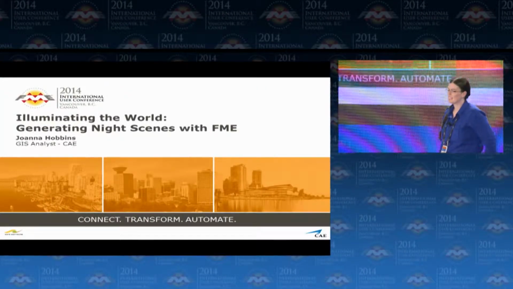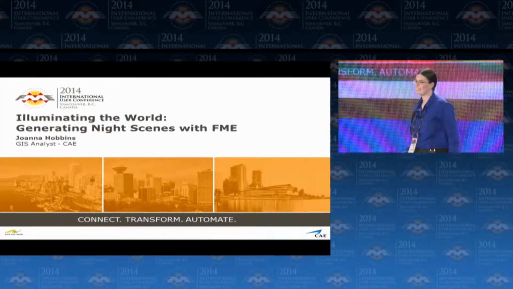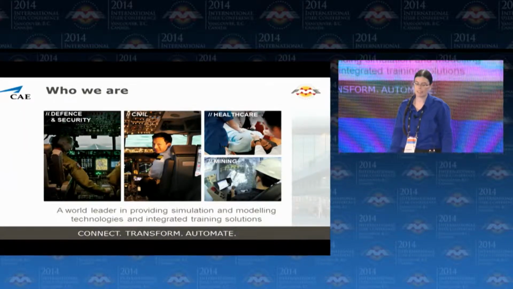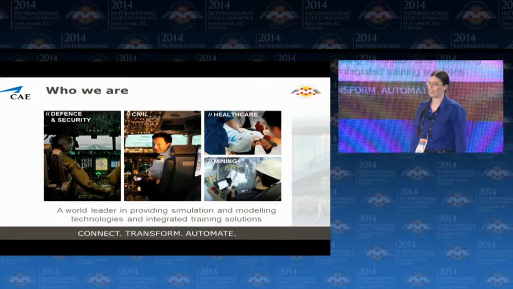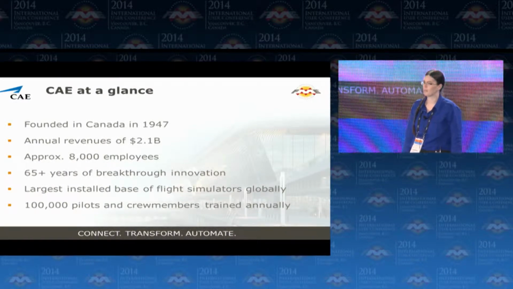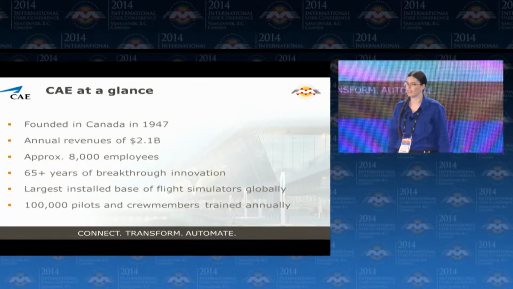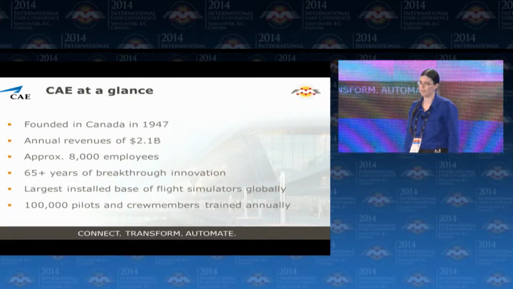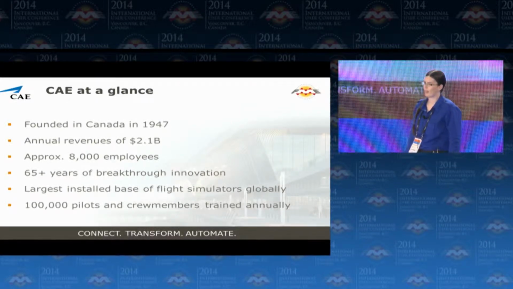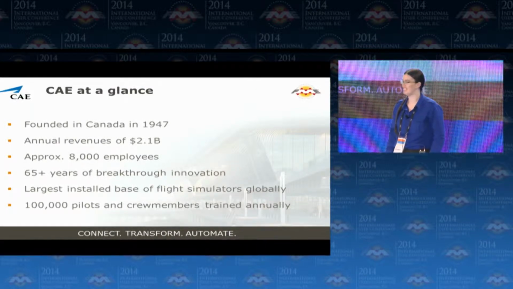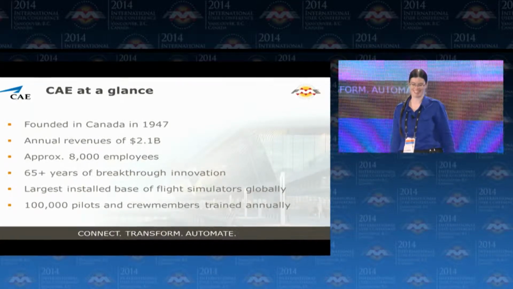I'm Joanna Hobbins. I'm a GIS analyst at CAE. We're a major simulator company. We do defense, security, civil aviation, healthcare, and mining. We're a fairly large company, about 8,000 employees worldwide. We're based in 30 countries, and we have clients in over 150 of them. Supporting all of that, there are 4 people on the GIS team. So FME and automation is a really important thing for us.